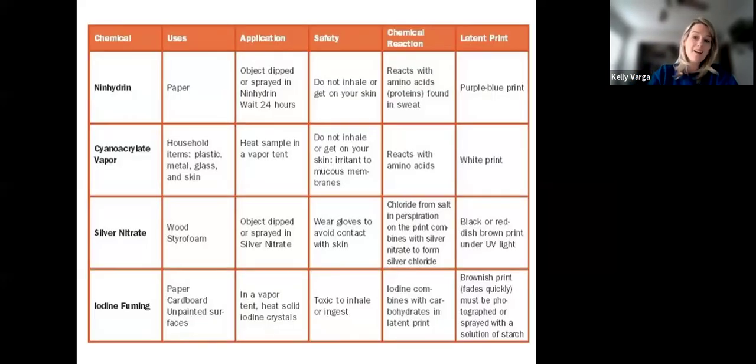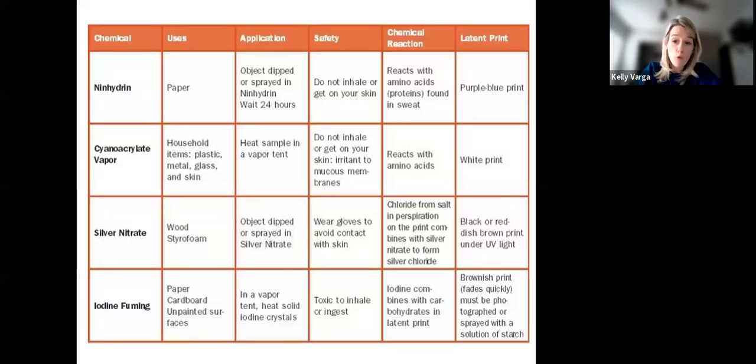We also can use iodine fuming. So again, this is for things like paper, cardboard, or unpainted surfaces. So we would have done this inside of, again, the lab. You put this inside of a little makeshift tent, and you are allowing for the iodine to be vaporized, fumed into the air, and that iodine crystallization will form and bind with the carbohydrates that are inside of the print.